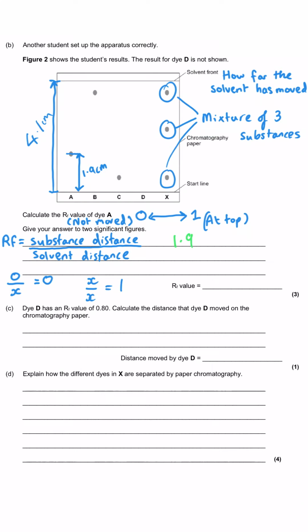And so we've got 1.9 divided by 4.1, and that gets me an answer of 0.46. And so that would be my final answer. My RF value would be 0.46. Now, you should have something that's similar to that, but depending on what your measurements were, you will be allowed some flexibility either side. So I would suggest that anything from 0.43 to 0.49 is probably okay.